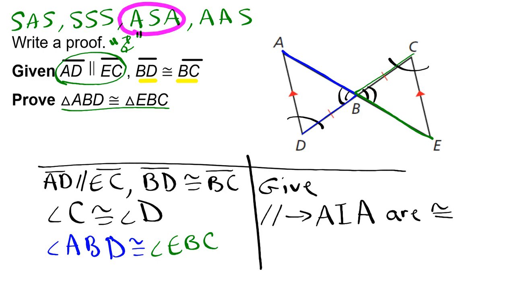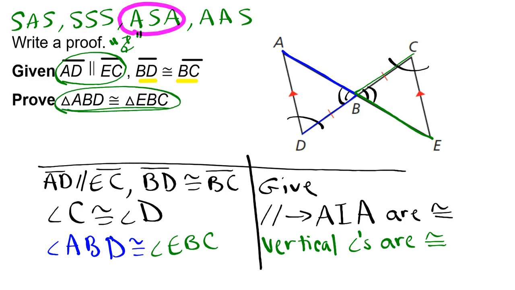And we can either say because vertical angles are congruent, or we could say the vertical angle theorem. Vertical angles are congruent. And that's all of our pieces. That's our angle, two angles, and the side that connects them. So now we've gotten to this proof part. We can say triangle ABD is congruent to triangle EBC by angle, side, angle.